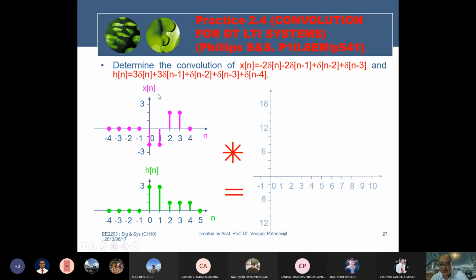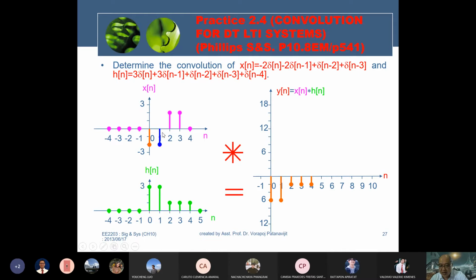We process x. The first impulse is the orange one, minus 2. Minus 2 multiplied by 3 gives you minus 6, and minus 2, and minus 2 is here. The location of the result is identical to h, because the orange is in the center. It has no shifting.